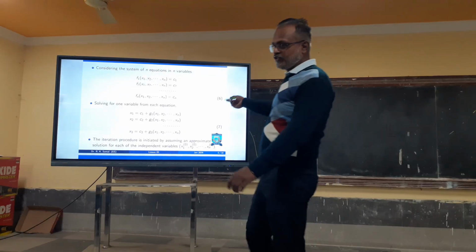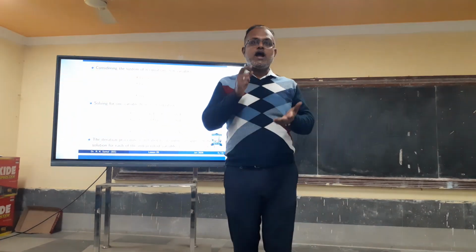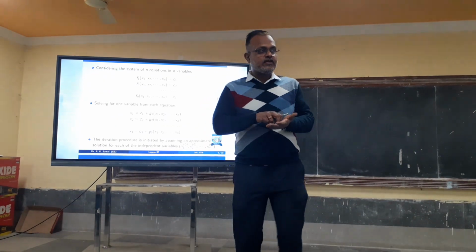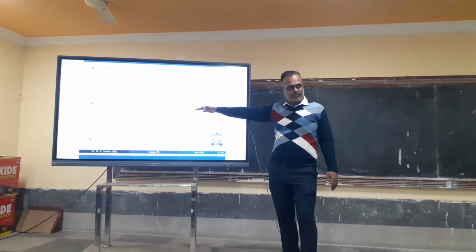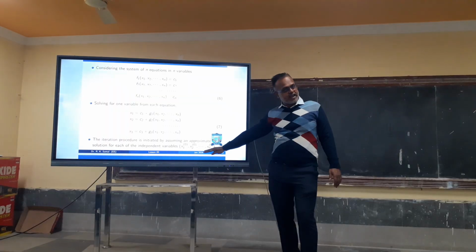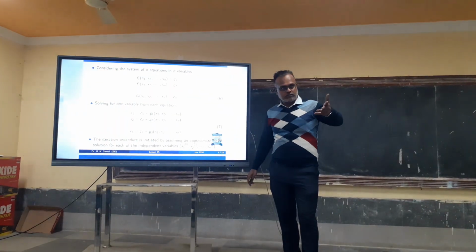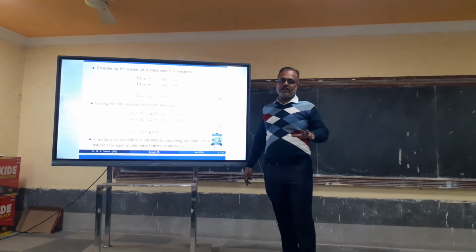The next steps are iterations. What are the next 2 steps? Iteration and convergence criteria. So: initial equation, converting into x, g(x) form, initial guess, then iteration, and finally convergence criteria.